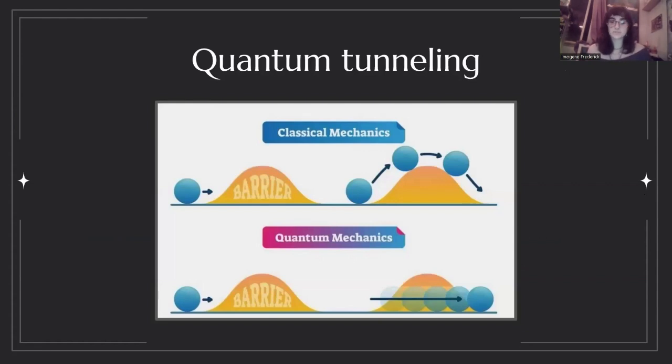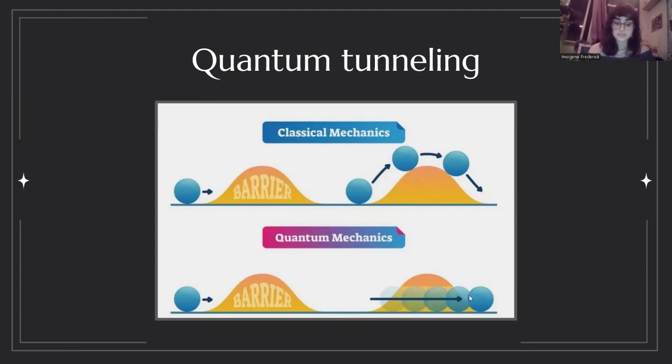So let me set the stage. Here we have a little particle or a ball and a potential barrier, and this could represent the repulsion between like charges or an actual physical wall. In classical mechanics, this ball would either roll over the hill if it has enough energy, or if it doesn't, it would go halfway and then roll back down. But in quantum mechanics, our particle doesn't have enough energy to go over, but it just goes through.